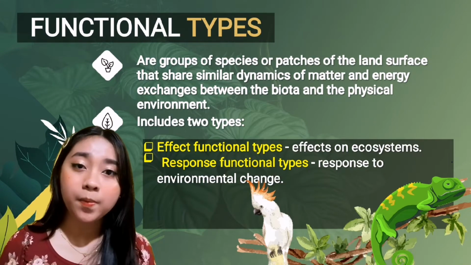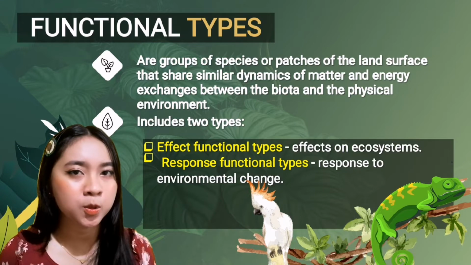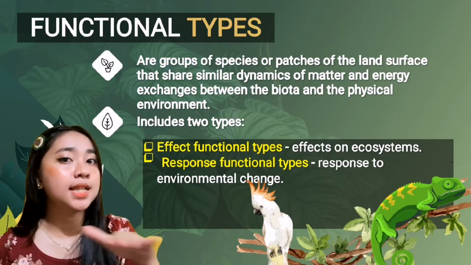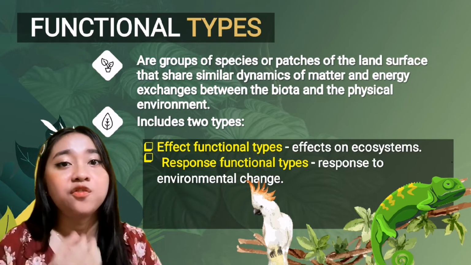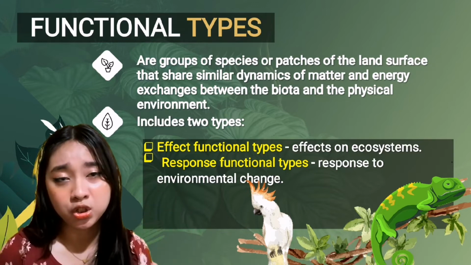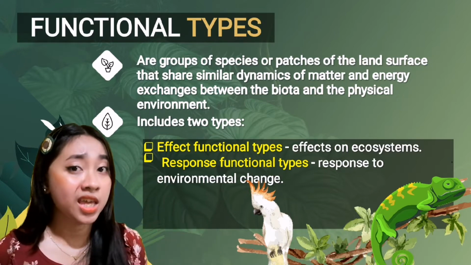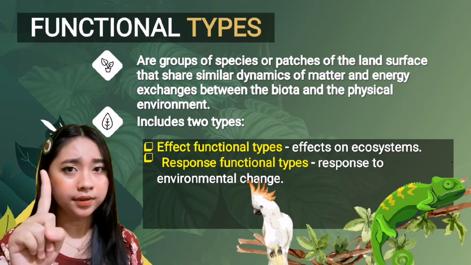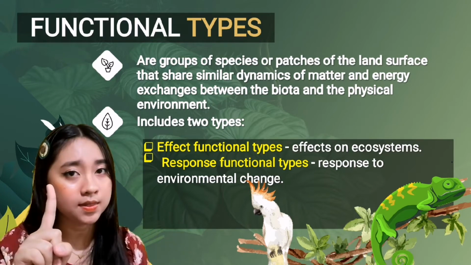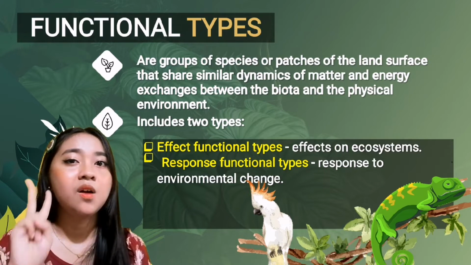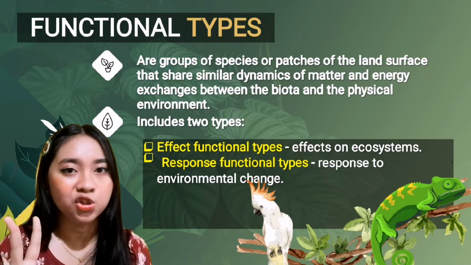Now, let's move on to the functional types. These are groups of species or patches of the land surface that share similar dynamics of matter and energy exchanges between biota and the physical environment. It includes 2 types. 1. Effect functional types, which affect ecosystems. 2. Response functional types, which respond to environmental change.